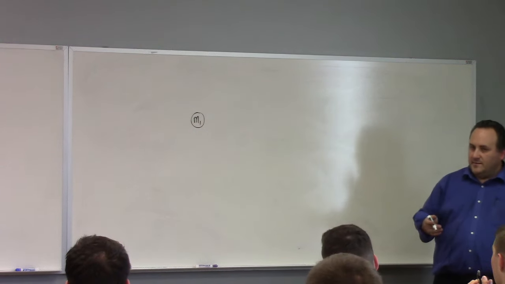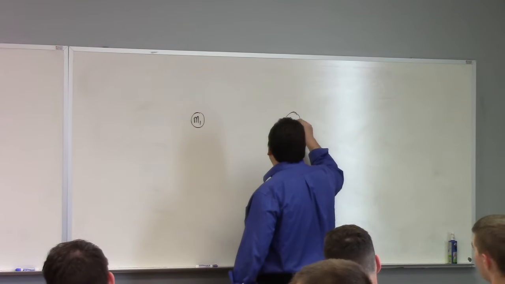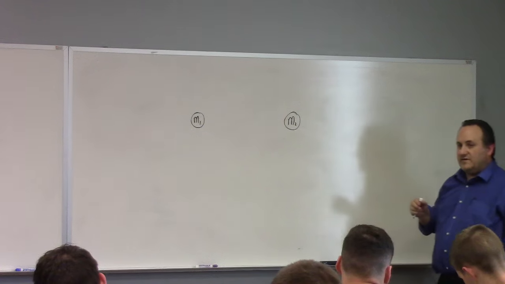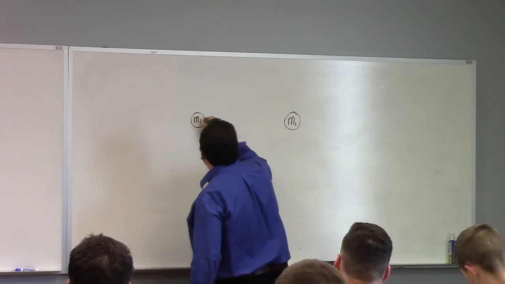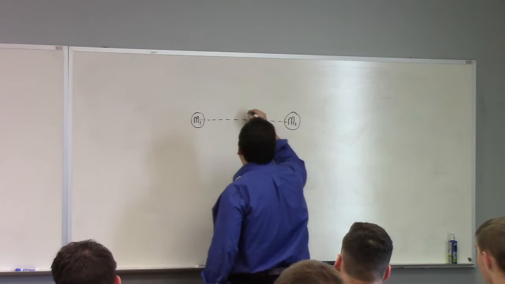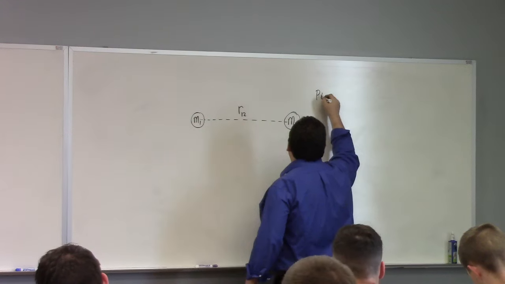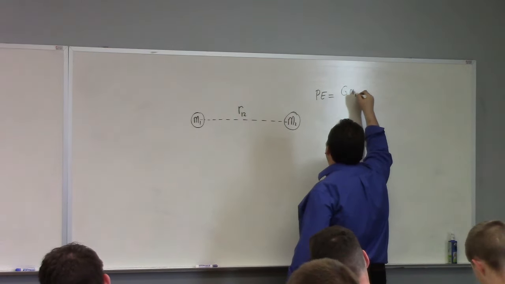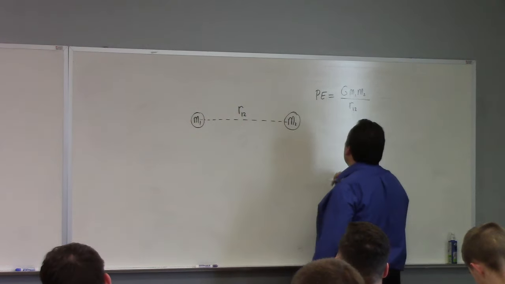It's just sitting there. But once you bring another mass in, M2, now all of a sudden there's a gravitational potential energy of this system. What's the gravitational potential energy? So for these two, if the distance between these is, let's say, R12, then the potential energy is equal to G M1 M2 divided by R12.